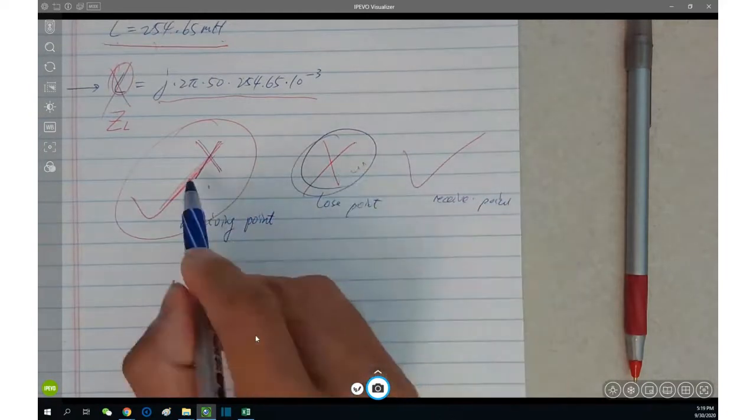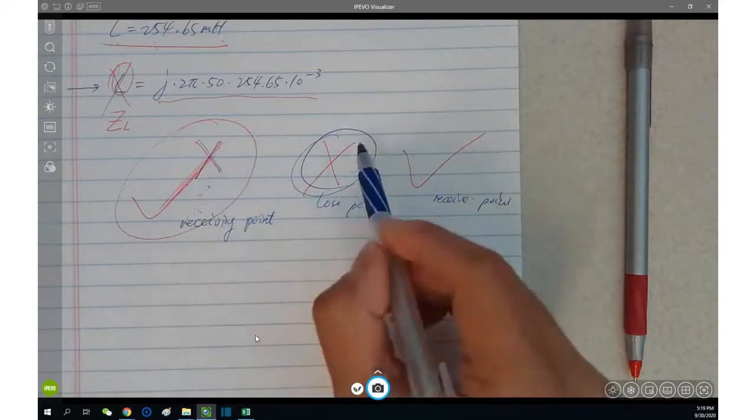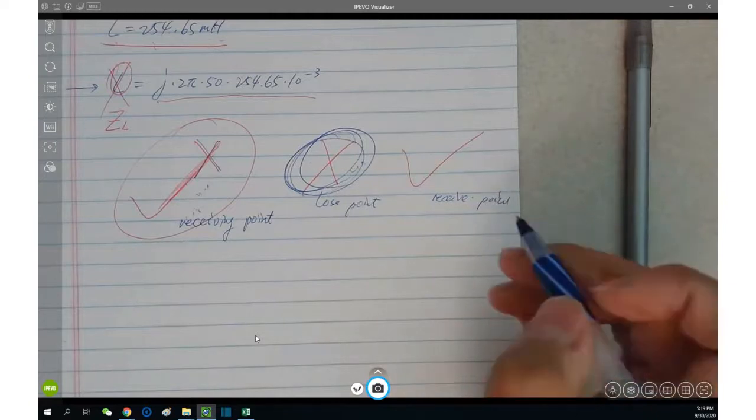So at this step, you are not doing anything wrong. However, the result is definitely wrong because your previous step was wrong. The previous result was wrong. This is how you understand this.